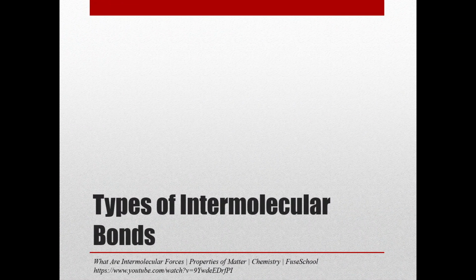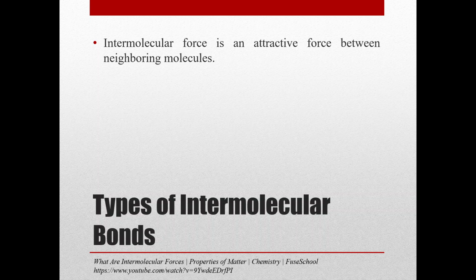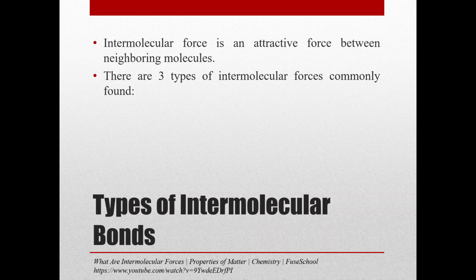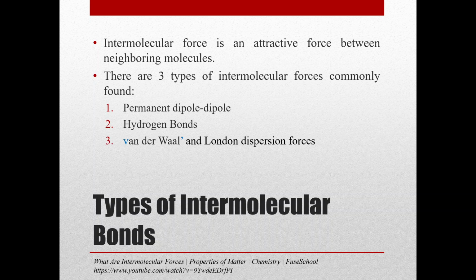So we would be more interested in types of intermolecular bonding, because that is what we can really use during our processing, as well as understanding the polymer is better if we are able to understand the intermolecular bonds that are there, the various types, and their properties. So intermolecular force is an attractive force that is there between neighboring molecules. There are three types of intermolecular forces commonly found. That is permanent dipole-dipole. Then you have a hydrogen bond. Then you have van der Waals or the London dispersion forces, as they are called.